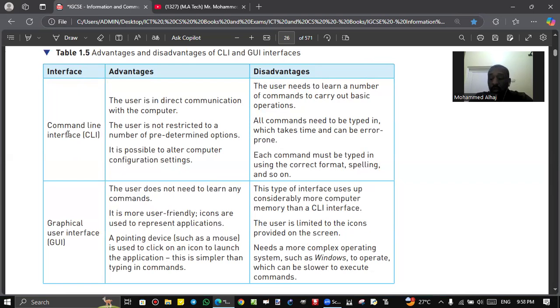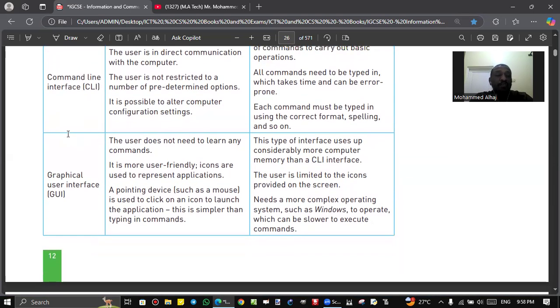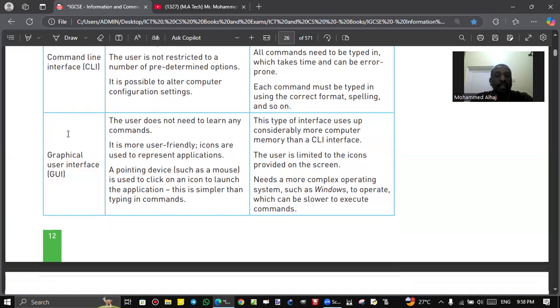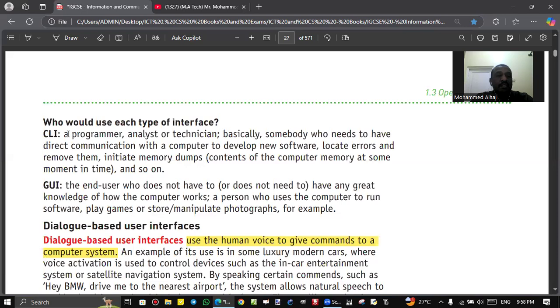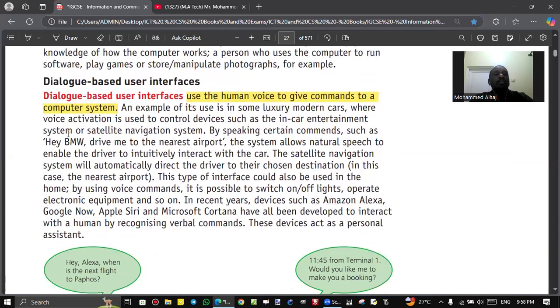If you don't know how to type the commands, it's going to be very difficult for you to use. With the graphical user interface, the user does not need to learn any commands because it's using only graphics. That's why we call it a user-friendly interface. This type of interface uses considerably more computer memory than CLI. So the disadvantage of this interface is that it can consume more memory than the other type.